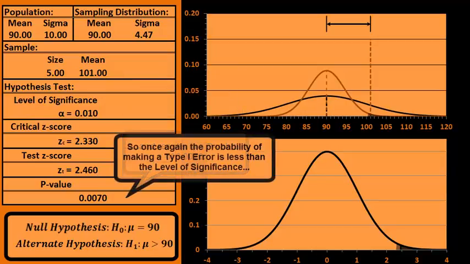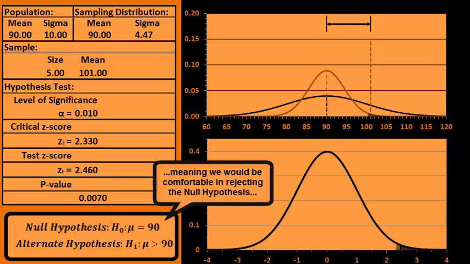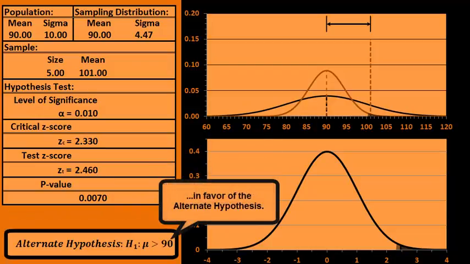0.0070. So once again, the probability of making a type 1 error is less than the level of significance, meaning we will be comfortable in rejecting the null hypothesis, in favor of the alternate hypothesis.